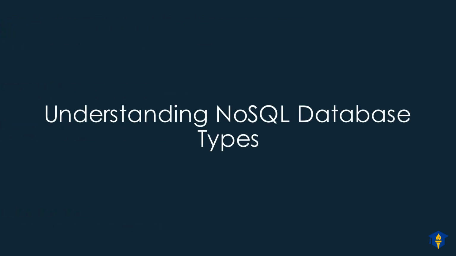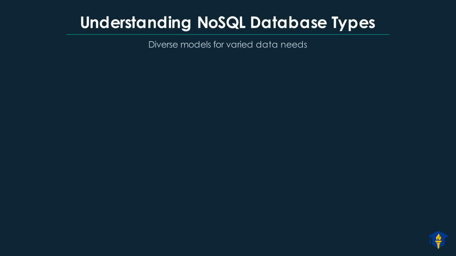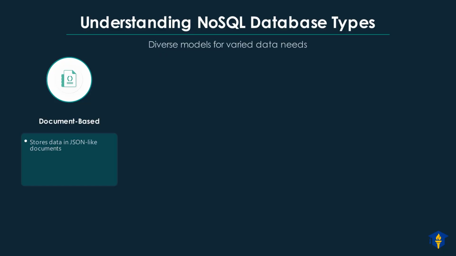Now, let's delve into understanding the different types of NoSQL databases, each designed for specific data needs. These diverse models cater to varied data requirements, offering specialized solutions beyond traditional relational databases. First, we have document-based databases, which are quite popular and store data in JSON-like documents. These documents are flexible and can contain nested structures, making them very versatile for complex data. Excellent examples of document-based databases include MongoDB and CouchDB, which you'll encounter often.